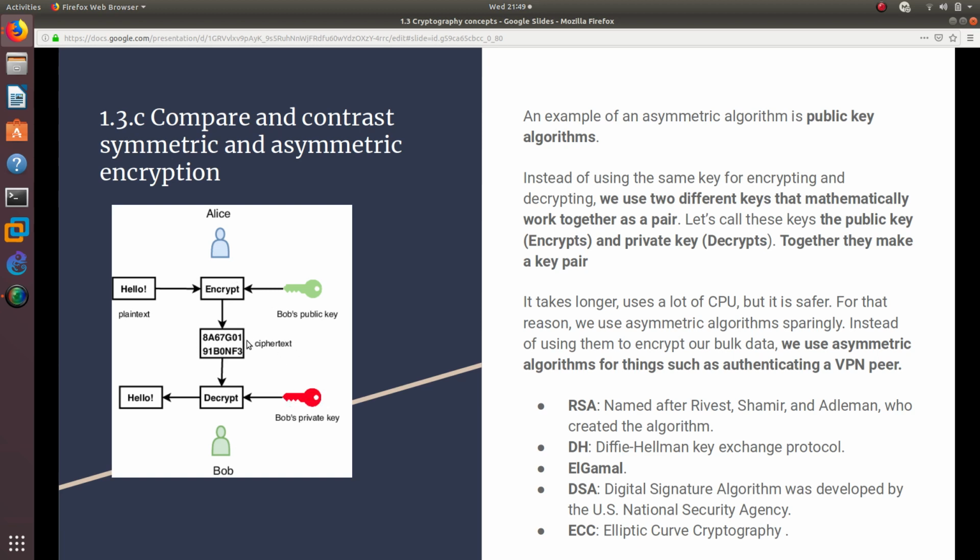Let's say somebody is doing a man in the middle attack, which we talk about in another video. If somebody gets in the middle and gets Bob's public key, he still won't be able to decrypt the data, because Bob's private key is kept on his computer. The private key is not sent over the network. The only thing sent over the network is the public key.